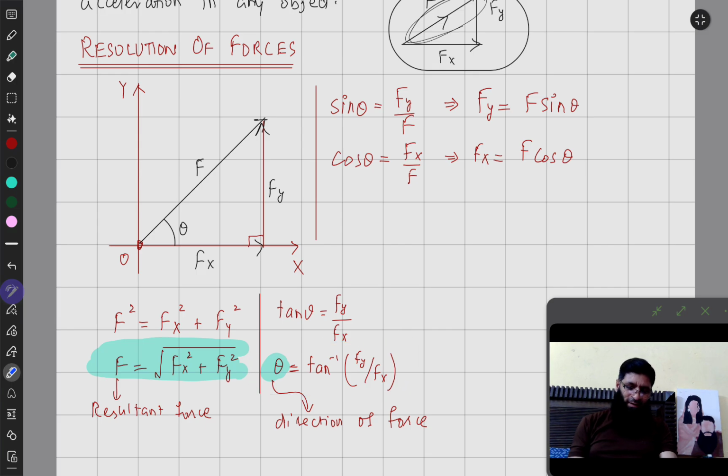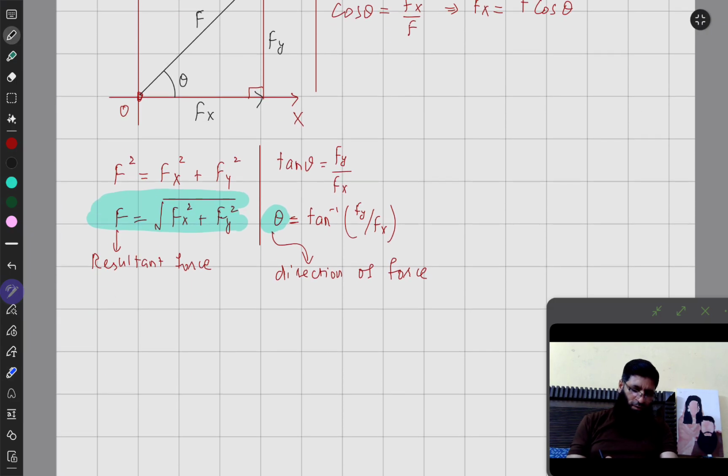In this right angle triangle, if you apply tan theta, that will be opposite over adjacent, so you will have Fy divided by Fx. So the expression for theta will become tan inverse of Fy over Fx. That will be the direction of the force F. Now this is the basic formula. You can also have this formula like this.